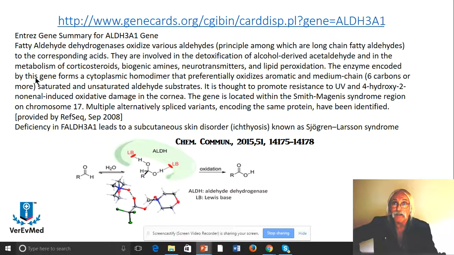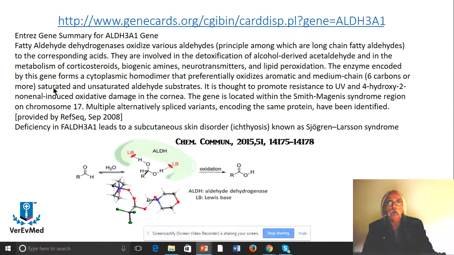But besides that, you also get from this enzyme, and enzymes in the family of ALDHs, metabolism of corticosteroids, biogenic amines, such as those derived from tyrosine and tryptophan, neurotransmitters, the products of those reactions, such as the catecholamines, and lipid peroxidation. All of this is going to be utilizing these aldehyde dehydrogenase enzymes. So obviously these are very important aspects of biochemical processes in the cell.